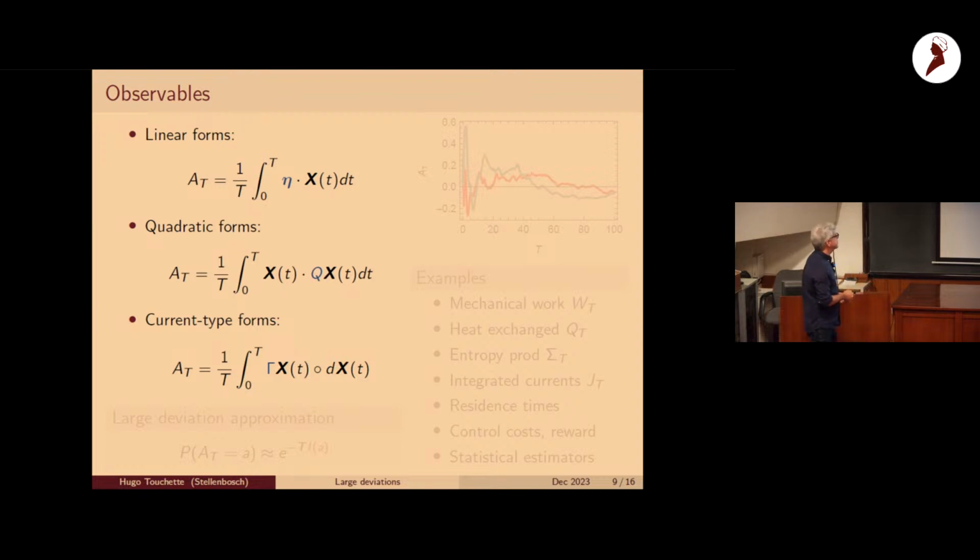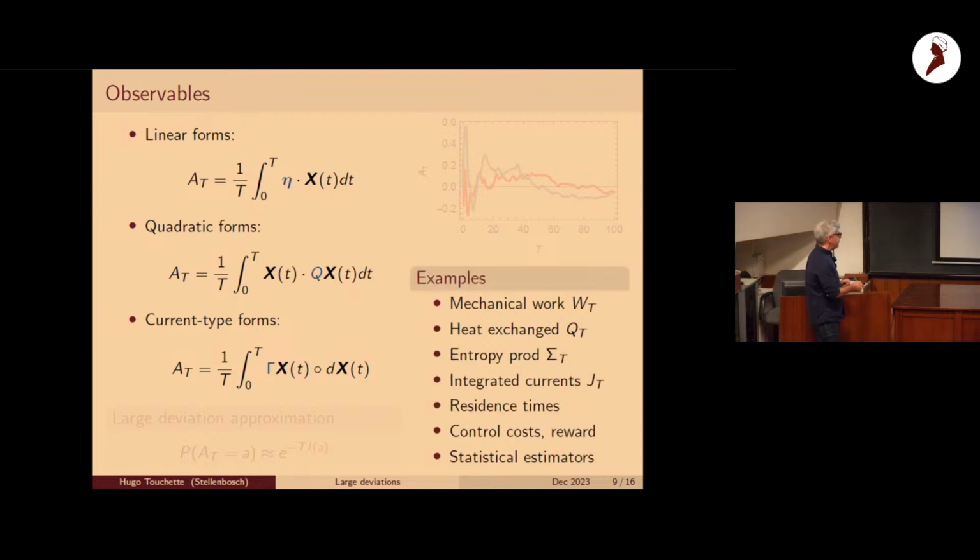You can also find an exact solution if you consider quadratic forms, quadratic observables. In this case, you have a quadratic form of the state integrated in time, and the quadratic form will be defined by this Q matrix. And the final one that we'll consider, relevant for physics, is what we call the current type form. In this case, you have a linear integral of the state, but not integrated in time. It's integrated as a stochastic integral with the increments of the process itself. You can picture this essentially as the integral of the state times the velocity. If you divide dx by dt, then you have an integral in time, but you actually put there the velocity.